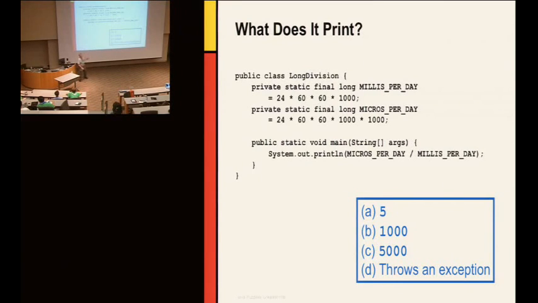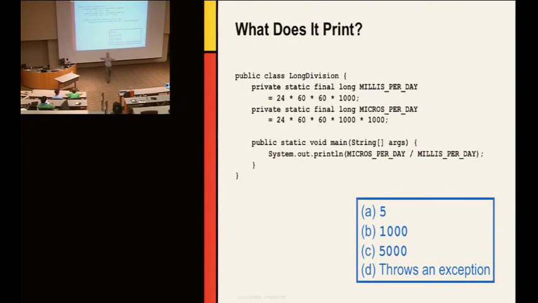How many people go for choice C, 5,000? A couple of you. 3 of you. And how many people say it throws an exception? 10 of you, and you're very enthusiastic. So I have to ask you, what exception does it throw? Well, what exception can division of an integer by an integer throw, or long by long? There's only one, divide by 0. And that's only true when the denominator is 0. Is this 0? That's just a silly answer.